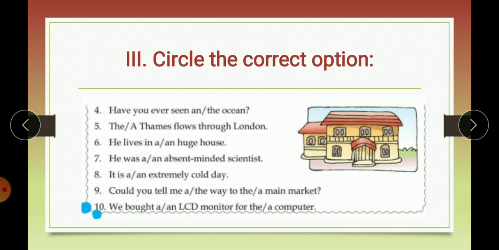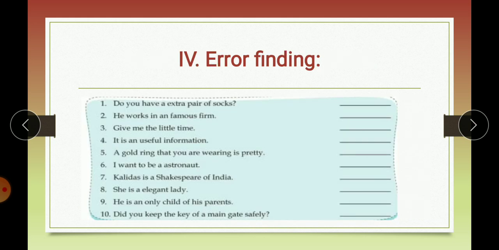Okay, now next is finding errors. What you have to do is read these sentences. Whatever is wrong, you have to write here. Do you have an extra pair of socks? Now in place of a, it will be an.